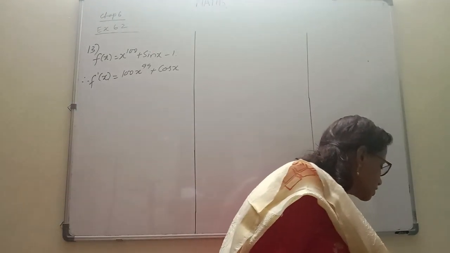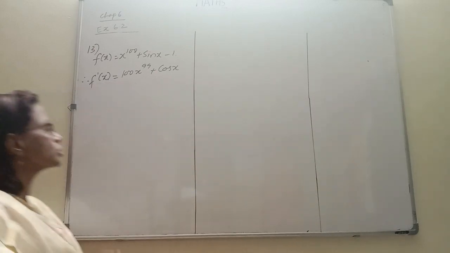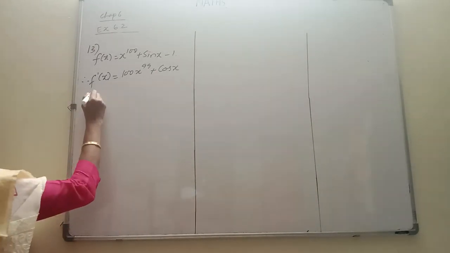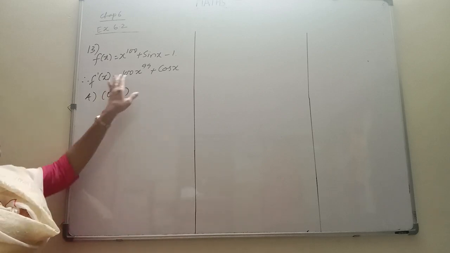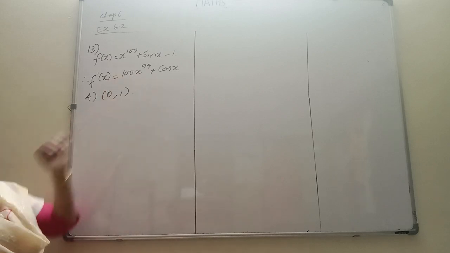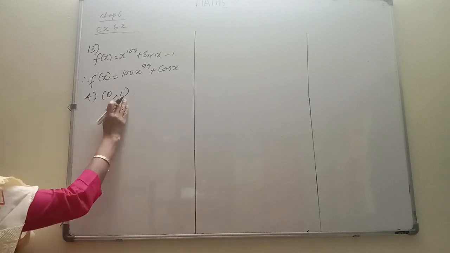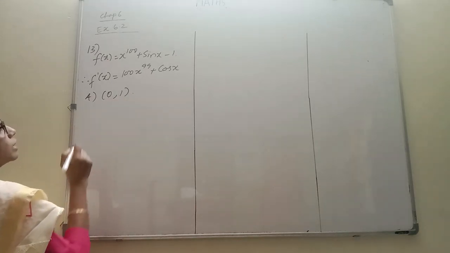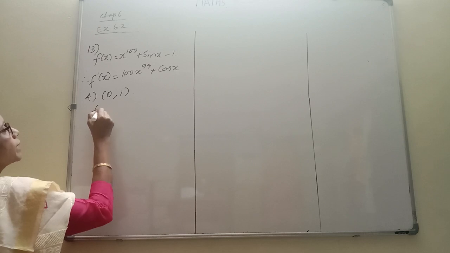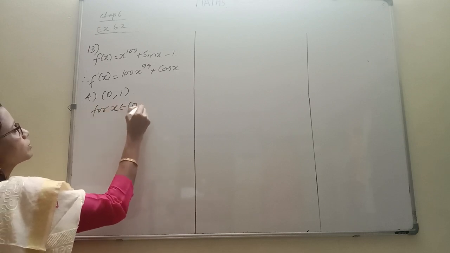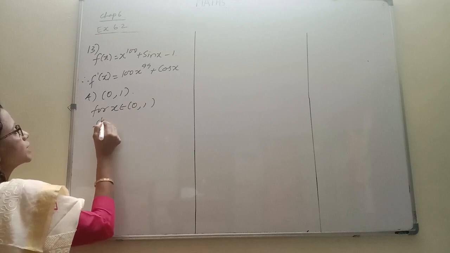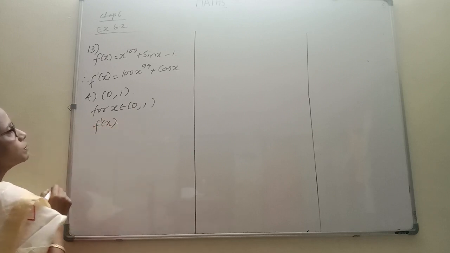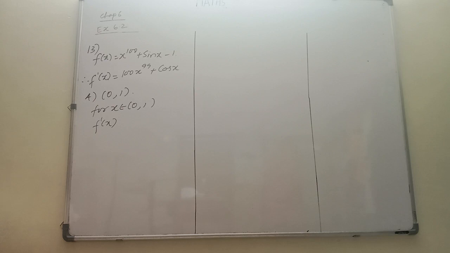We can take the first interval, which is between 0 and 1. The very first interval that they give us is 0 and 1, and in this interval we have to decide whether it is increasing or decreasing. So let's check. In the interval between 0 and 1, for x belonging to 0 and 1, let's analyze. How is f dash x going to be? 100 into x raised to 99.